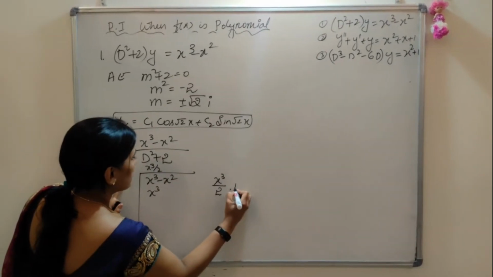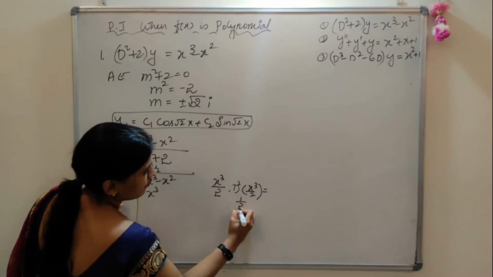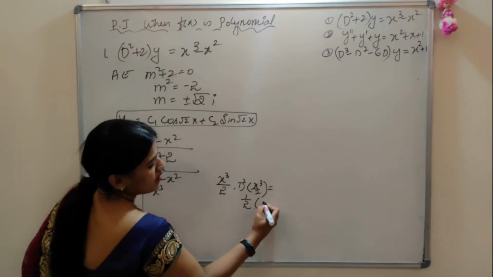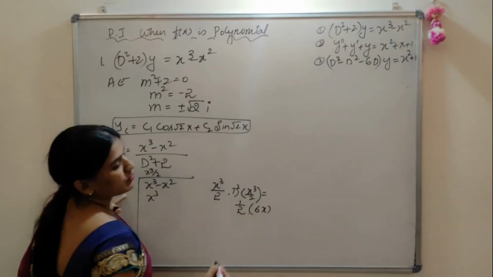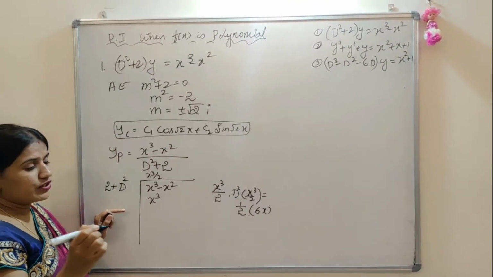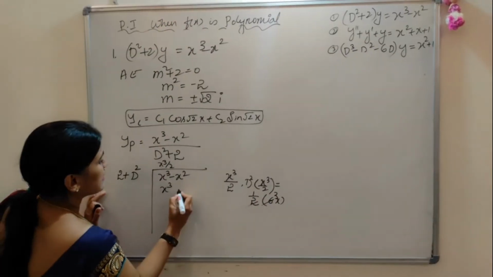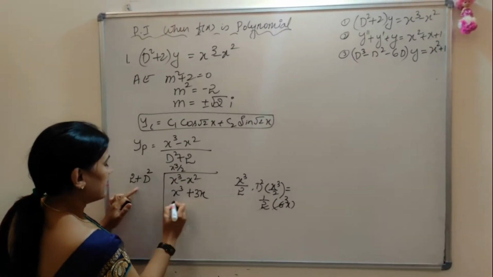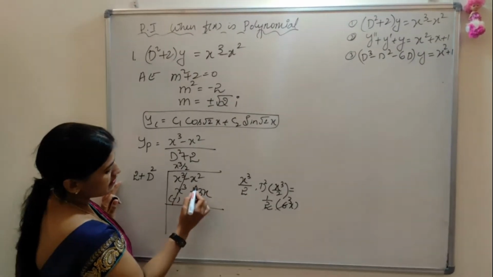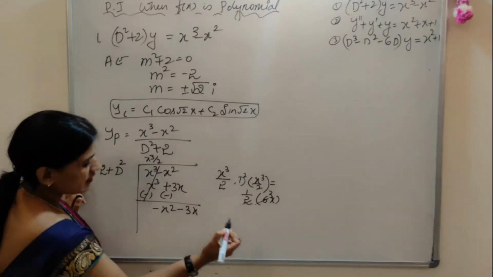So D square of x cube by 2 is equal to 1 by 2 into D square of x cube, the second derivative of x cube. X cube differentiation is 3x square, and again differentiating gives 6x. So 1 by 2 into 6x is 3x, so plus 3x. Next subtract this. So x cube minus x cube cancels. Now minus x square, then minus 3x.